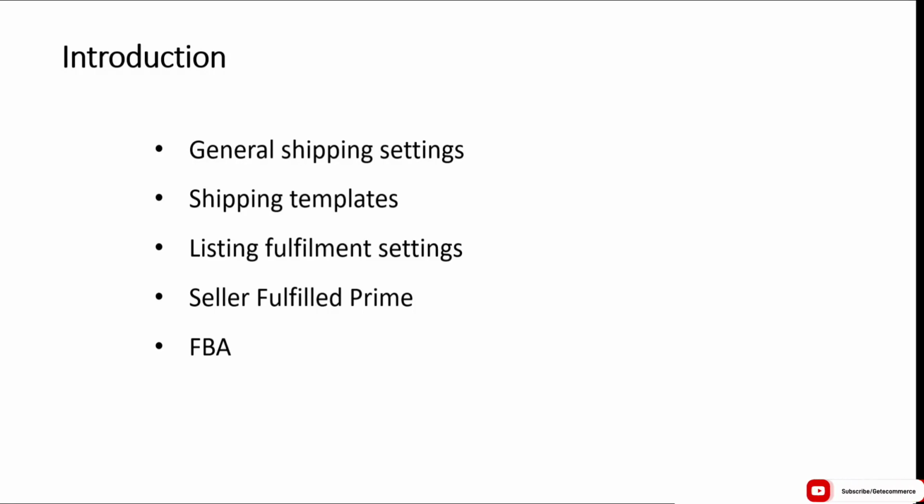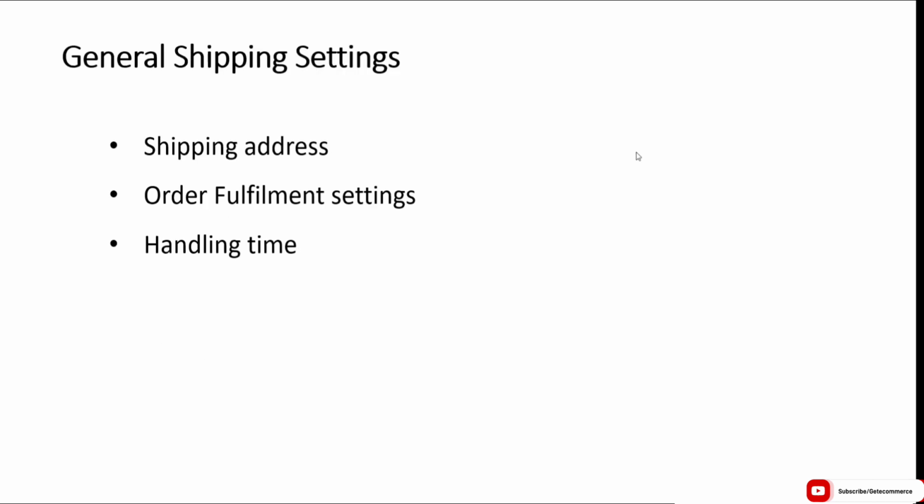Shipping settings are an important part of Amazon merchant fulfillment setup. In this video, I will be looking at the general shipping settings that our merchant needs to set, how to create and assign shipping templates, how fulfillment settings are set at the listing level, and how to set up for Prime. It is worth noting that products which are fulfilled by Amazon do not require shipping settings, as these are set by Amazon.